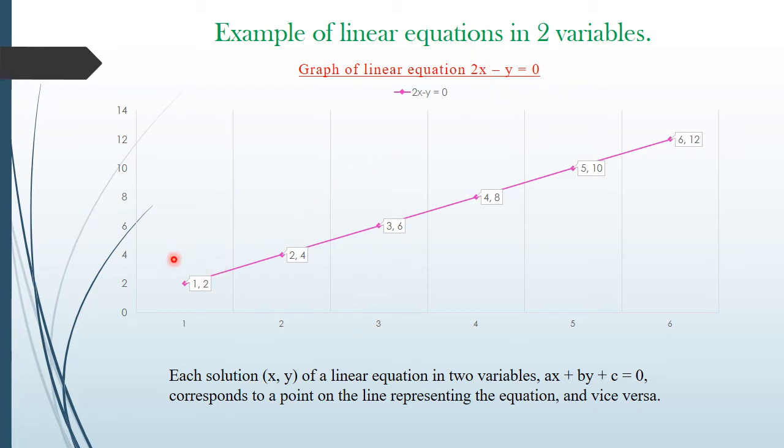Example, when I consider this point, that is (1, 2), whose x value is 1 and y value is 2. When I substitute this in this equation, that is 2 into 1, that is 2, minus y value, which is 2, 2 minus 2 is equal to 0, which means this point is satisfying this equation. Likewise, all these points are going to satisfy this equation. That is the meaning of this point, and this is going to be a very important point corresponding to linear equations.